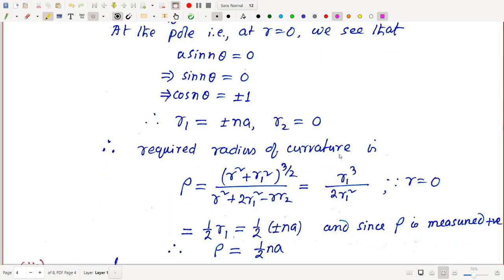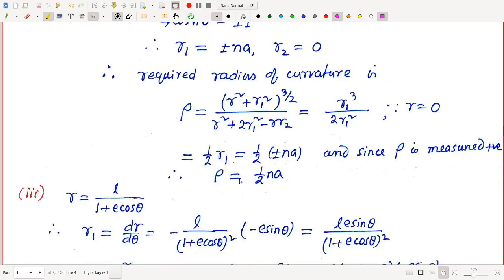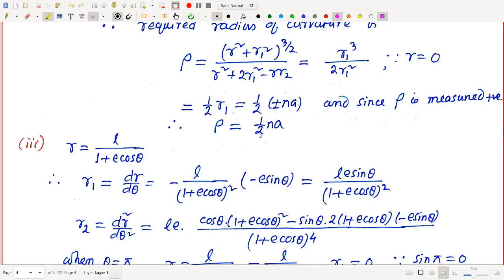Therefore the required radius of curvature is rho equal to (r square plus r1 square) to the power 3 by 2 by (r square plus 2 r1 square minus r r2). This is the formula in polar form. Then r is 0, so (r1 square) to the power 3 by 2 is only r1 cube. Here r is also 0, so only 2 r1 square, so r1 cube by 2 r1 square gives us r1 by 2, that is half r1. But r1 is plus or minus, and since rho is measured positive, we take rho as half r1. This is the answer, the radius of curvature.